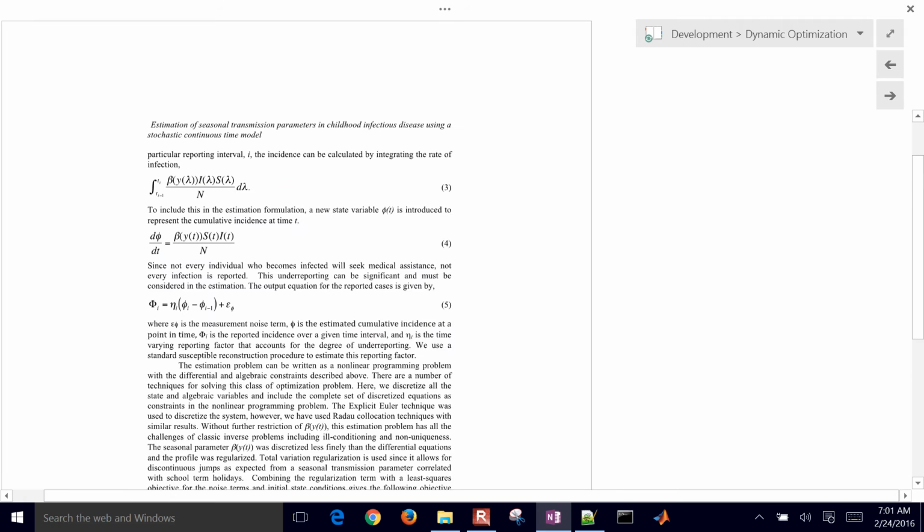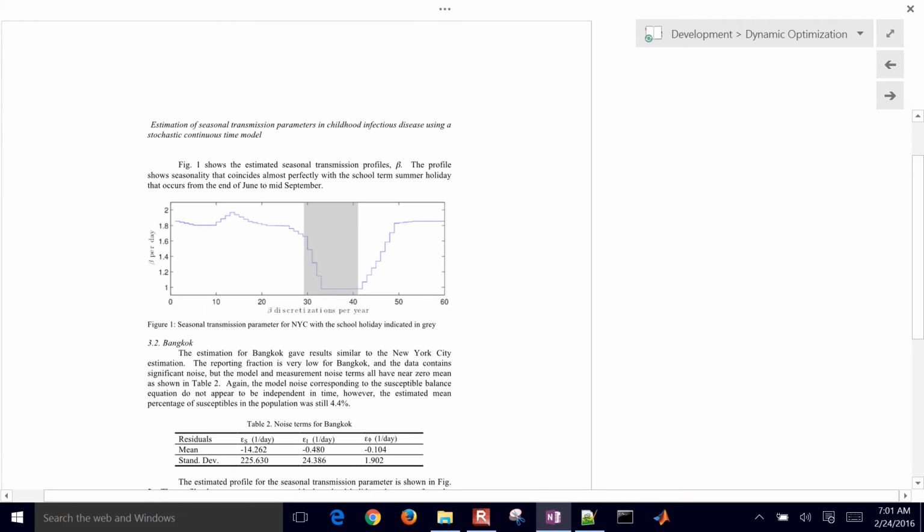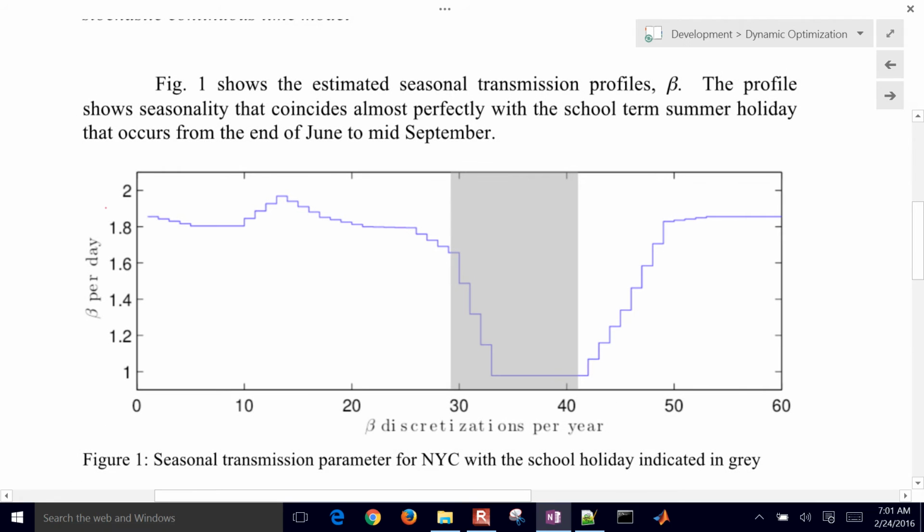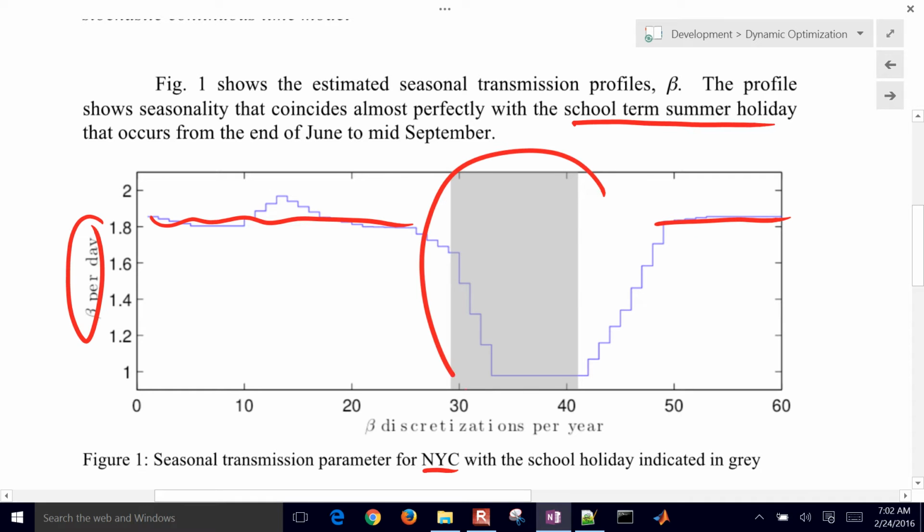Okay, so now we have, let me go forward on this paper. The interesting thing here is these beta values, and you can see this is the summer holiday. This is New York City, and you can see this transmission parameter, which is high during the school year. But then during the summer break, the transmission parameter decreases. So it's able to correctly predict that without knowing in advance that there was a summer holiday.